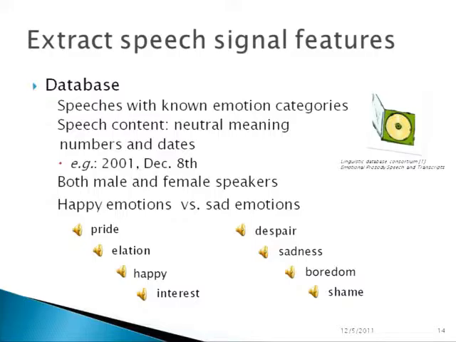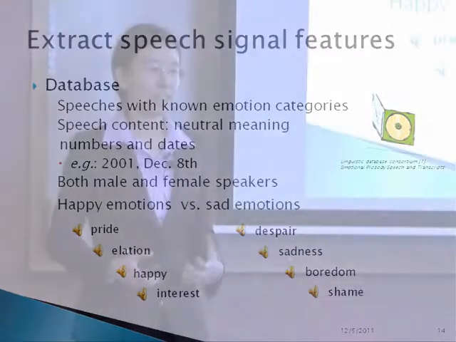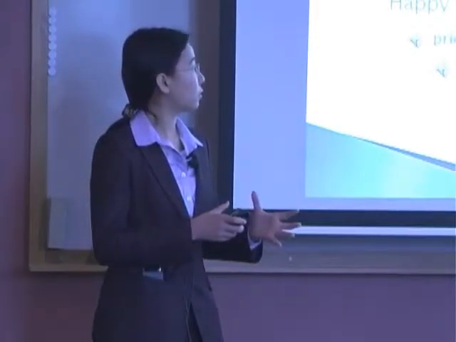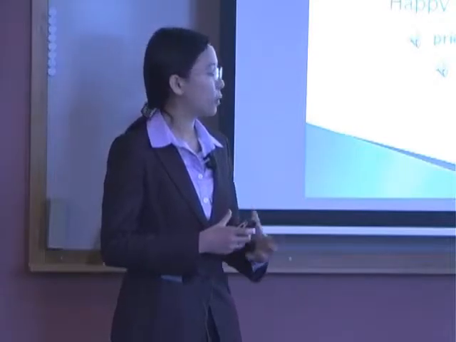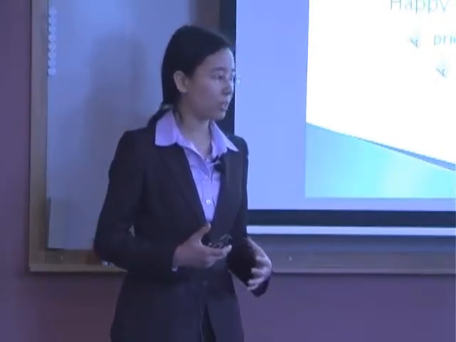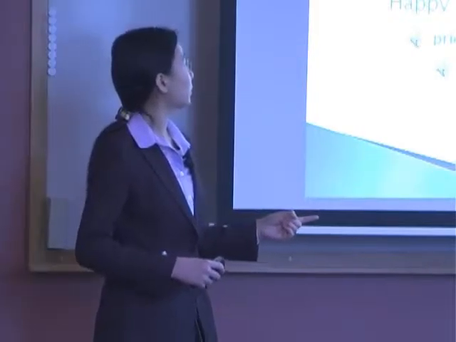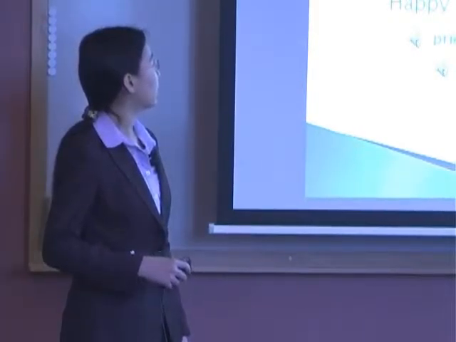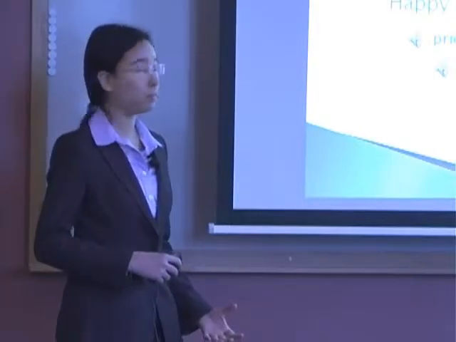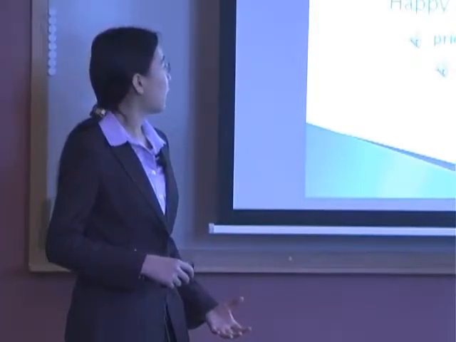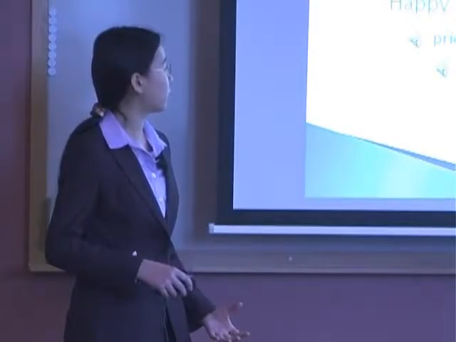So here's our database. In order to get a fair emotion, we don't want to show that we detect emotion based on the words we say, but based on how we say them, our intonation, for example. So what we say in this database is all of very neutral meaning, for example, numbers and dates. And we capture the voice from both male speakers and female speakers. These are the happy emotions, and these are the sad emotions.